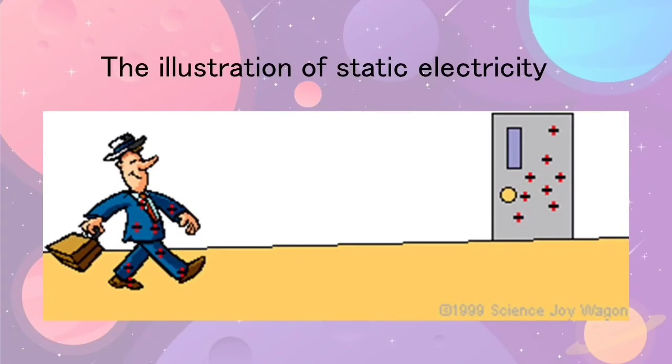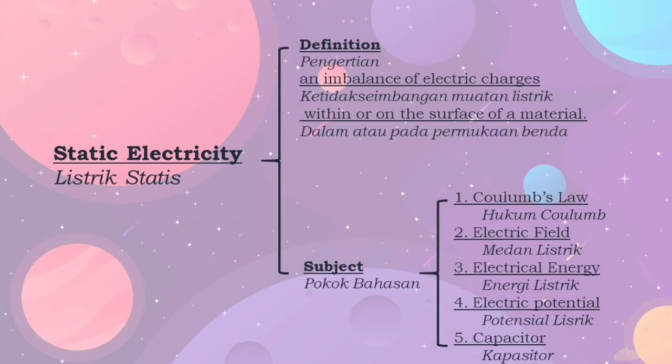For this illustration of static electricity, in this picture we know a man is walking to the door, and the negative charge moves from the door to the man. And that's the opening section for this lesson.